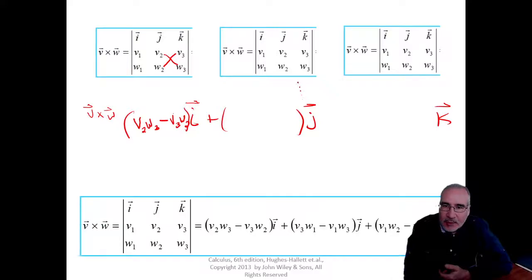Okay, and then we're going to add, same sort of thing. So for the J, we're going to do I and K. We're going to cross those ones. And in this case, the one that goes first is V3 and W1. Those get multiplied, subtract V1 times W3. Okay.